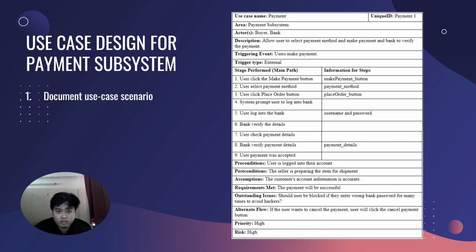So for the main path, first the user clicks the make payment button, and after that the user will select the payment method. So let's say the user selects online banking and Maybank2u as their bank, and after that the user will click the place order button.